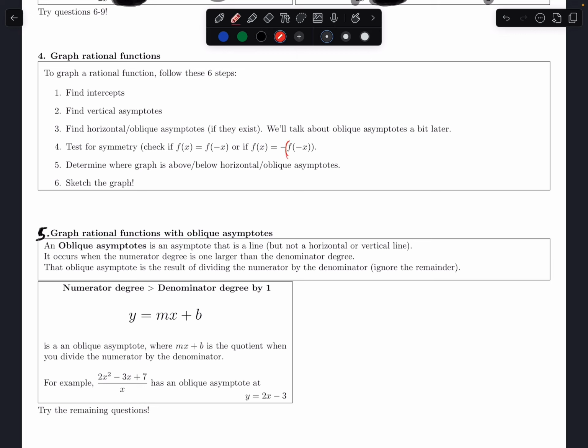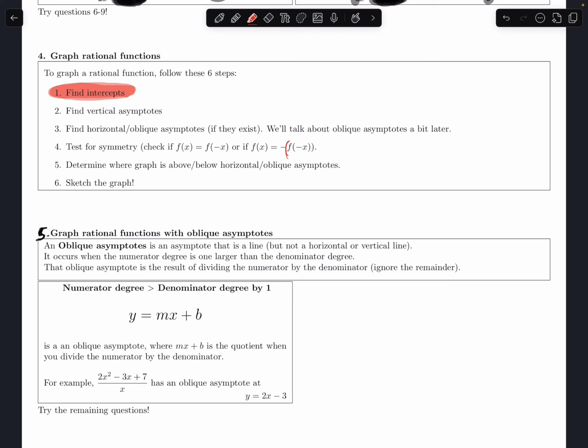Okay, so here's the 6 steps to graphing a rational function. First of all, find intercepts, which is something that we've seen time and time again, right? In particular, what's most important is finding the x-intercepts. And we know the x-intercepts are just the zeros of the polynomial, or the rational function, yeah?